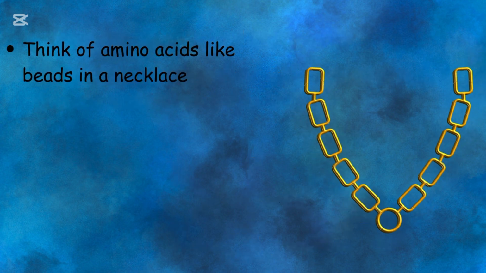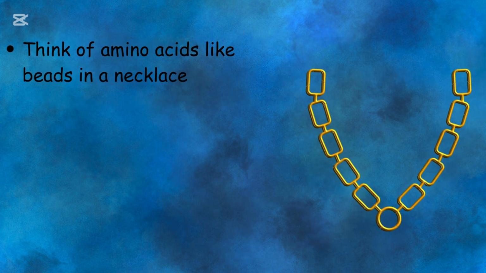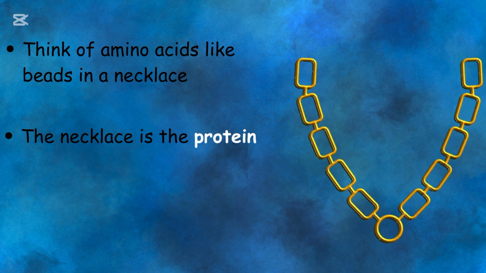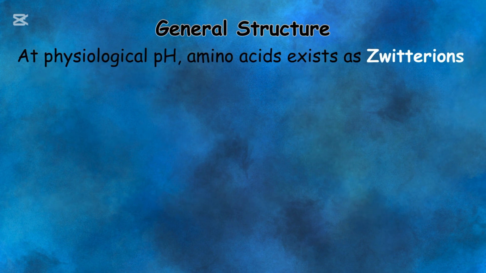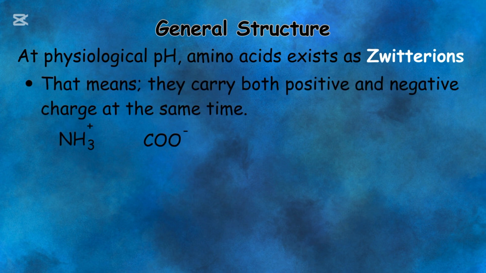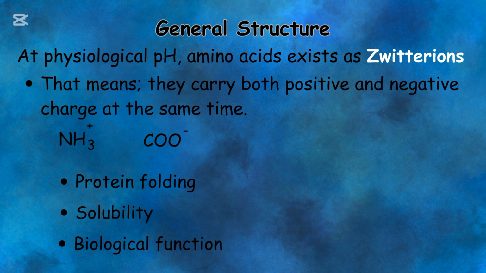Think of amino acids like beads in a necklace. The necklace is the protein, and the beads are the amino acids. At physiological pH, amino acids exist as zwitterions. That means that they carry both positive and negative charges at the same time, where the amino group has a positive charge and the carboxyl group has a negative charge. The zwitterion state of the amino acids is crucial for protein folding, solubility, and biological functions.